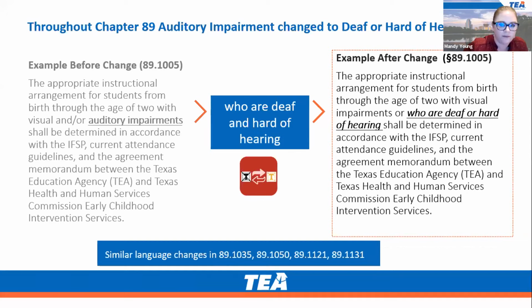So you can see all of this similar language in all of the changes, and you can see on the bottom there, it says in Chapter 89, 1035, 1050, 1121, 1131. Those all have changes that say auditory impairments are now deaf and hard of hearing. And we included this example, and if you're super interested, you can go back and see where they all have been changed if you check out that register site.